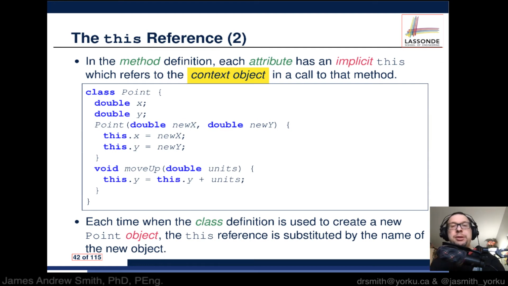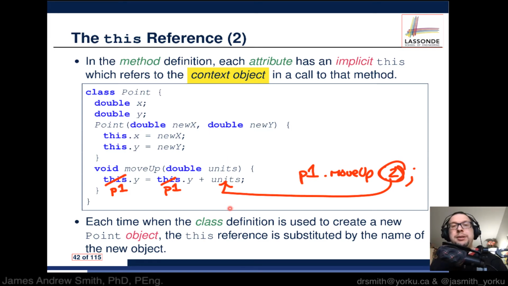All right, so each time the class definition is used to create a new point object, the this reference is substituted by the name of the new object. So basically what we're saying is that in the context of P1, when we call P1 move up, and we say something like 2, then what's going to go on here is that this isn't going to be this, it's going to be P1, and it's going to be P1 there, and then this 2 is going to be that. And if it was P2, then it would be P2 and P2 like that.